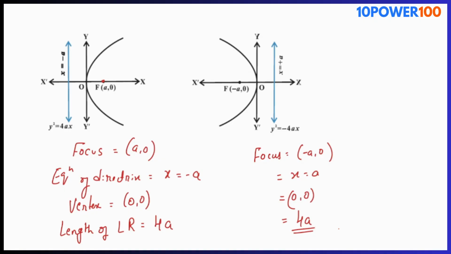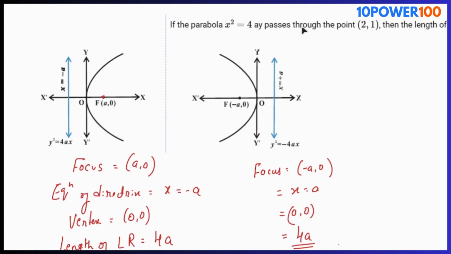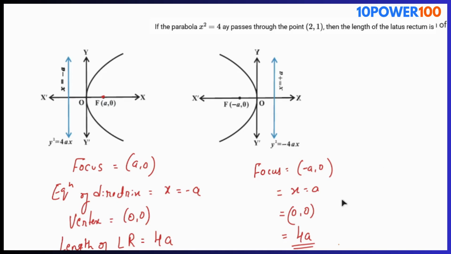There is one question based on that. I'll just show you. Find, if the equation of parabola x² = 4ay passes through the point (2, 1), then the length of latus rectum. Here the phrase passes through the point is very important. If you see the words passes through the point in straight lines and conic sections, that means these values belong to x and y.